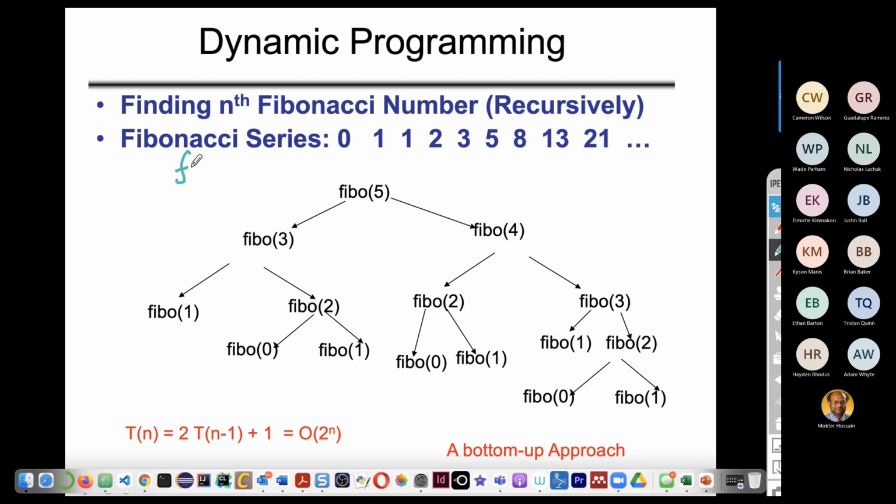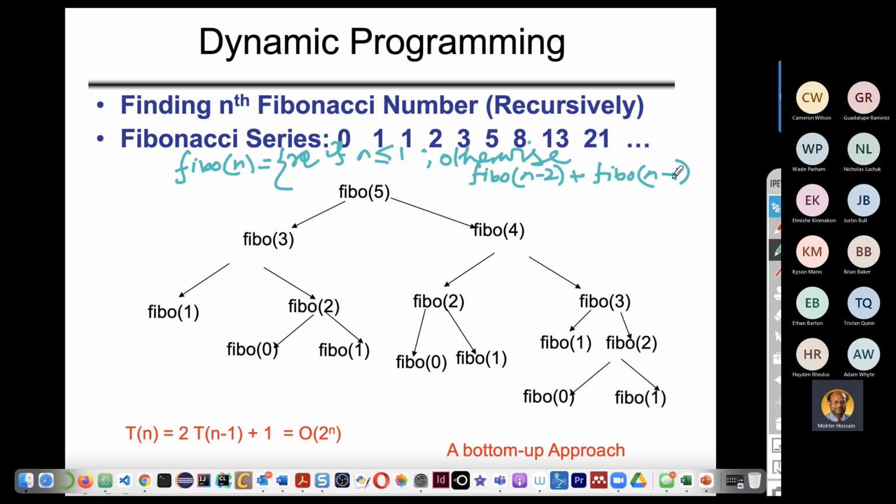So our formula is Fibo n equal to 0 if n equal to 0, and n if n is less than or equal to 1, otherwise Fibo n minus 2 plus Fibo n minus 1. This is the Fibonacci formula, right? So if you want to find Fibonacci 5, Fibo of 5 equals Fibo of 5 minus 2, Fibo of 3, plus Fibo of 5 minus 1, Fibo of 4.